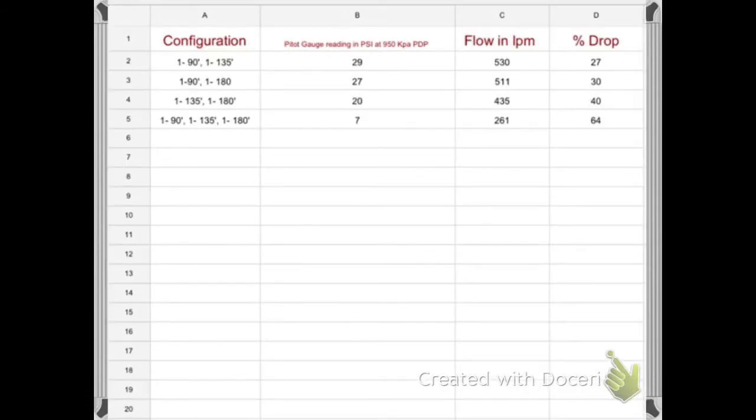Then, we decided to mix up the various kinks. As expected, the more kinks, and the more severe the kinks, the greater the reduction in flow. With three kinks, a 90, a 135, and a 180, there was a 64% reduction in flow.